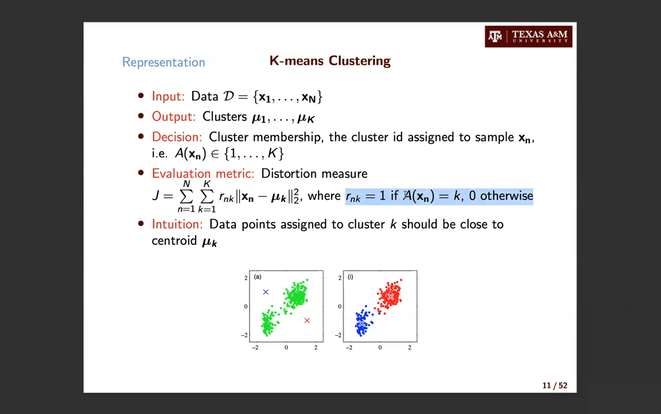So if the cluster membership for point x_n equals k, then r_nk will be 1, and for all the other k, it will be 0. For this distortion metric, only the distance between each sample and its assigned cluster is taken into account in this sum. This sum is a double sum that spans across the number of samples and across the number of clusters. So we would like to assign our points to clusters 1 through K such that this distortion metric is minimized.